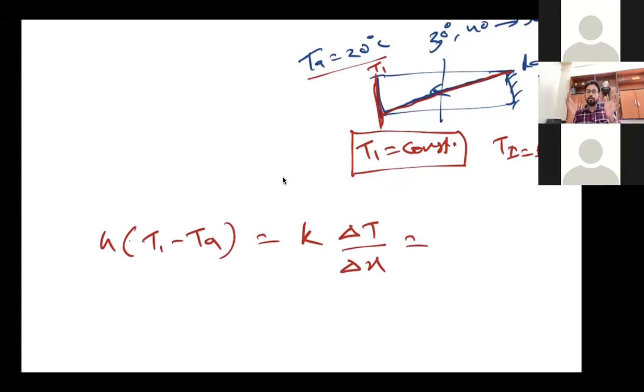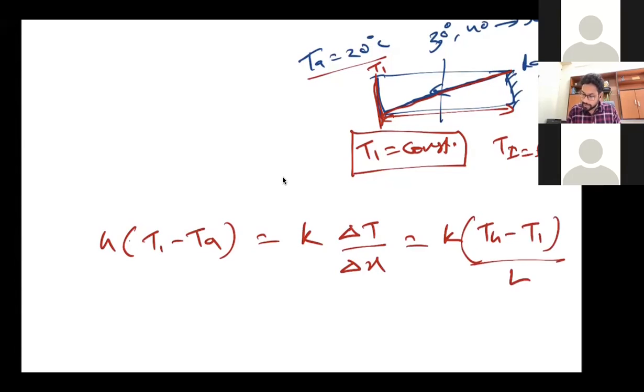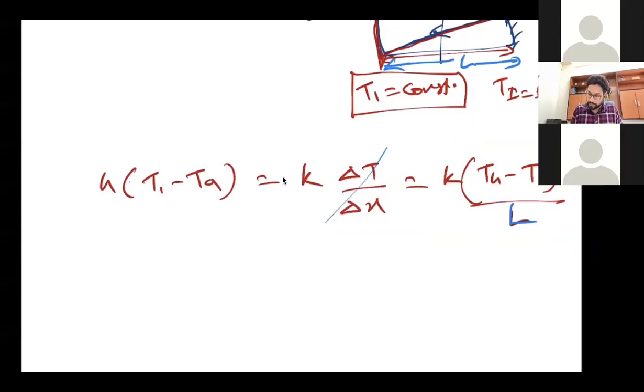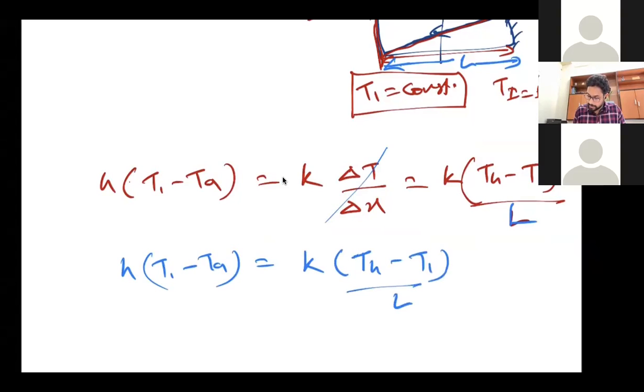And now in the long time limit, we can actually define ΔT for the whole block rather than just for a small Δx, because there is no variation anymore. So we can define that as (TH minus T1) divided by L, the total length of this block. We don't really need to worry about this. So what will happen in that case? h(T1 minus Ta) is equal to k times TH, which is actually 100, by L.